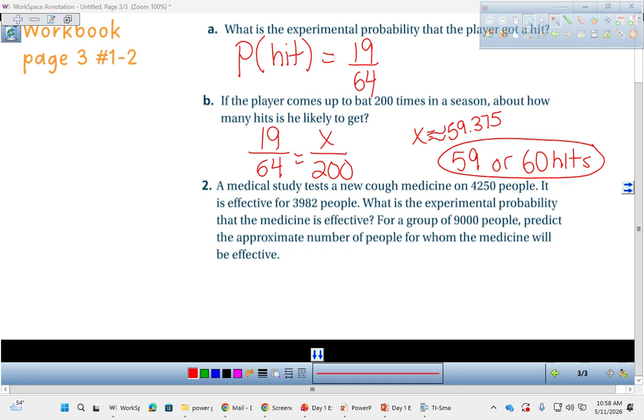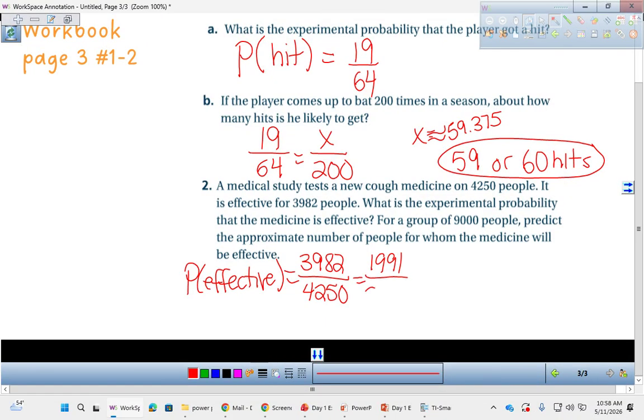All right, a medical study tests a new cough medicine on 4,250 people total, right? It is effective on 3,982 people. What's the probability it's effective? So we would write the probability of effective, and it's who's it effective on? 3,982 out of the total 4,250. Did anybody reduce that fraction? Nate, what'd you get? 1,991 divided by 2,125. Thank you. All right, so that's part 1, simplifying the fraction.